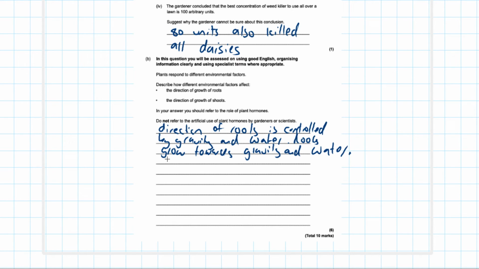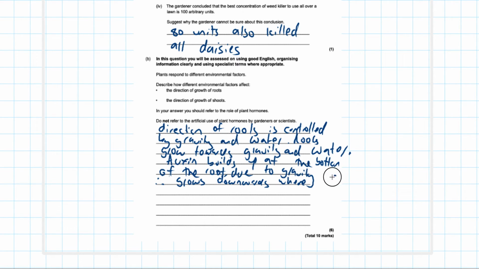The reason, so how does it work? So auxin builds up at the bottom of the root, due to gravity, and also due to hydrotropism as well. It wants to go towards the water. Main one you need to know really is the gravitational one. Due to gravity, therefore grows downwards, where the auxin is found. Again, auxin is the plant growth hormone.